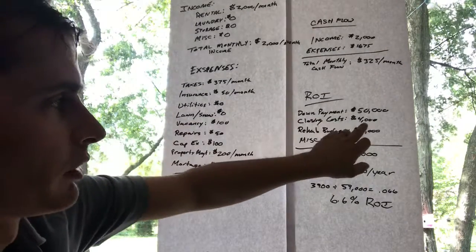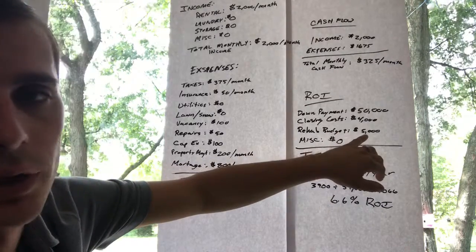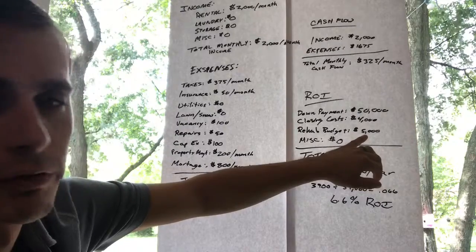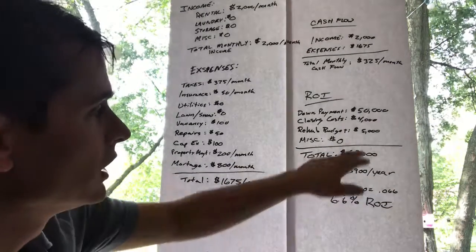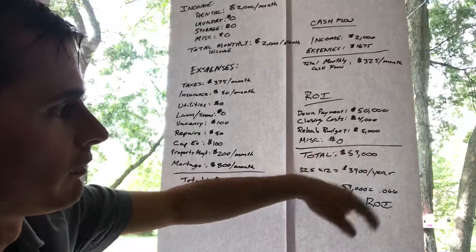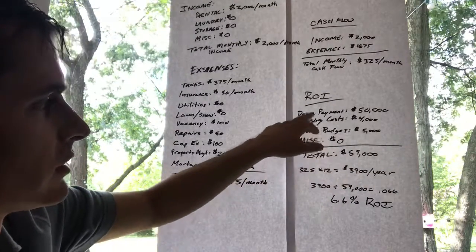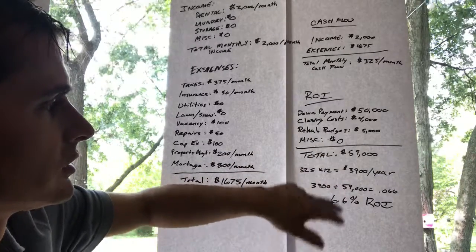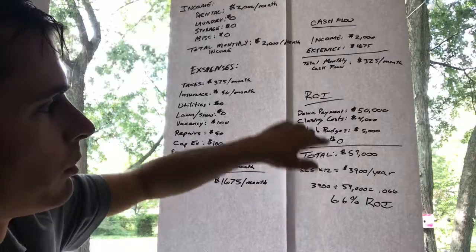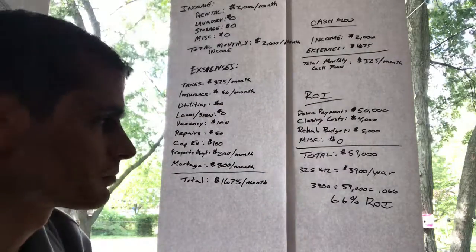I estimated roughly $4,000 in closing costs. Rehab budget: say you want to do carpet, paint, whatever else before you put a tenant in there to maximize your rental profit. So we're going to put about $5,000 into the property. Miscellaneous: if there's anything that doesn't fit into these, put it in miscellaneous. So total we have into the property with down payment, closing costs, and rehab is $59,000.